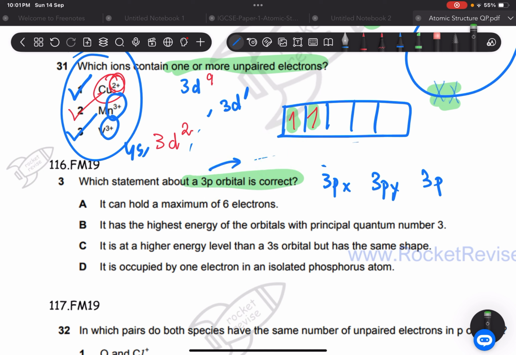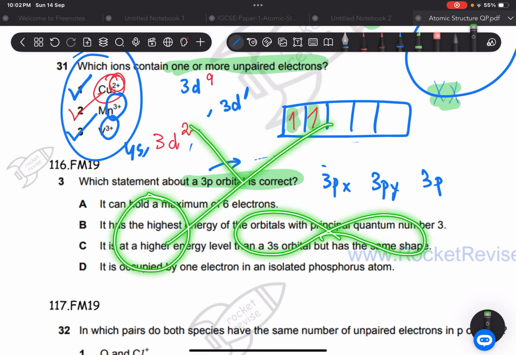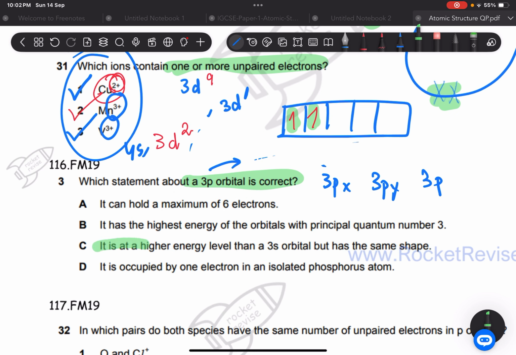It has the highest energy of orbitals with the principal quantum number of 3. Now that's incorrect. Why? Because we have a 3d orbital as well after 3p, and that's at a higher energy because that's more away from the nucleus, and the more away you are from the nucleus, the more energy you have. It is at a higher energy level than the 3s orbital but has the same shape. No, a 3p orbital is something like this, while a 3s orbital is like this. So the shape is not the same. The first part, that it has a higher energy, is correct, but the shape part is wrong.